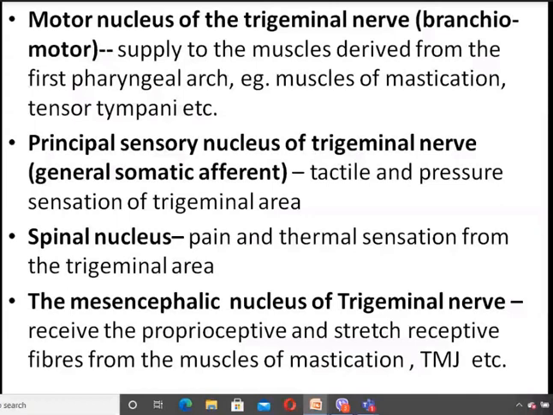The spinal nucleus of the trigeminal nerve carries pain and thermal sensation from the trigeminal area. And the mesencephalic nucleus receives proprioceptive and stretch receptor fibers from the muscles of mastication and the temporomandibular joint. So these are the nuclei and the functions of the trigeminal nerve. It is also important for exam purposes: the motor nucleus, principal sensory nucleus, spinal nucleus, and mesencephalic nucleus.